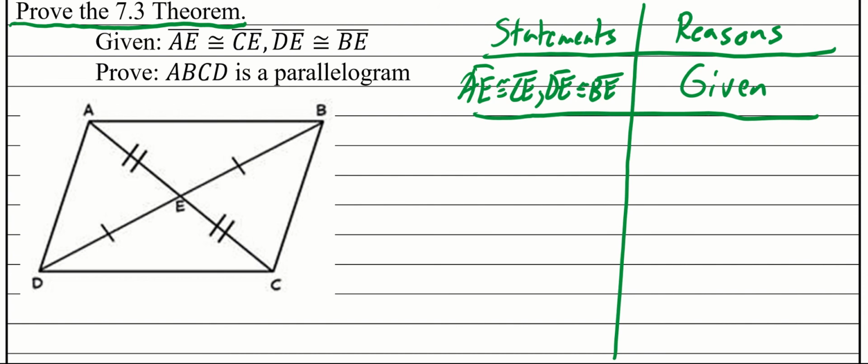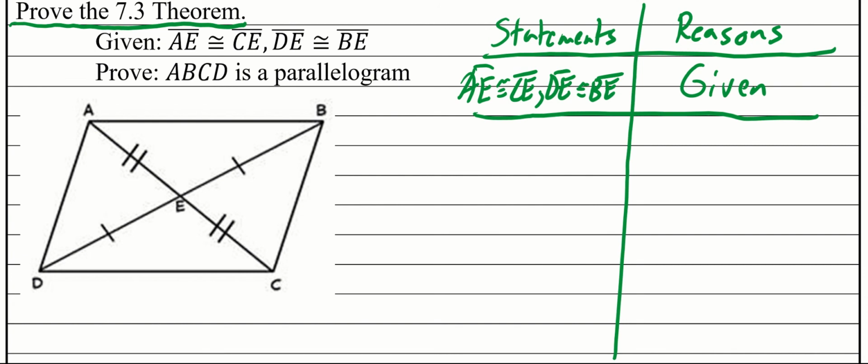Now, at the end I want to prove that this is a parallelogram. If it didn't tell us to prove this theorem, we could just use the 7.3 theorem and we'd be done. This matches one of the theorems we've already written down. But since we're trying to prove it, we're trying to show that it works in some other way.